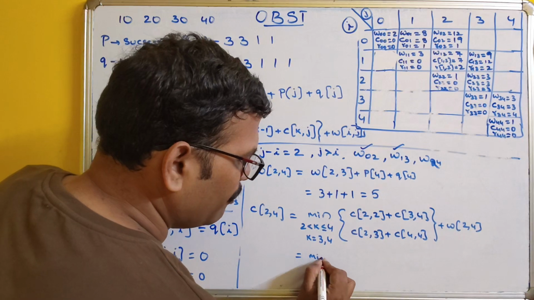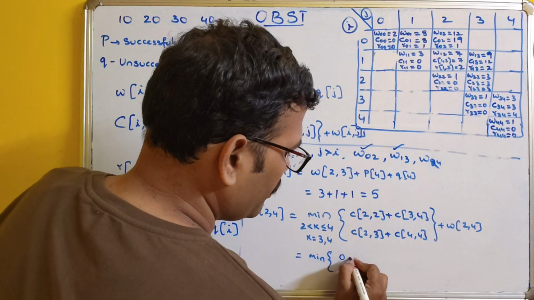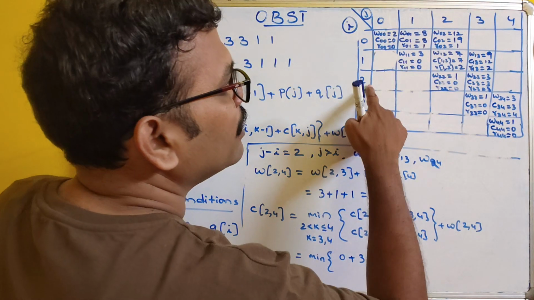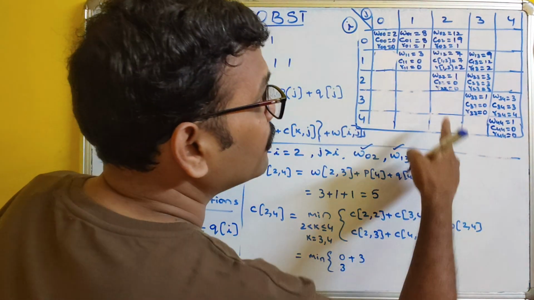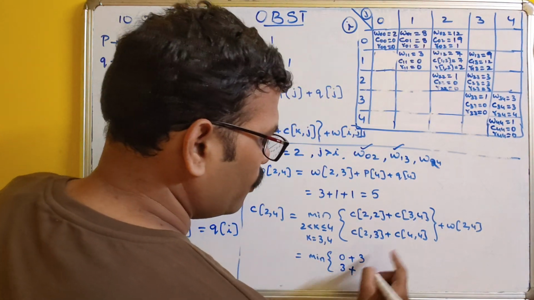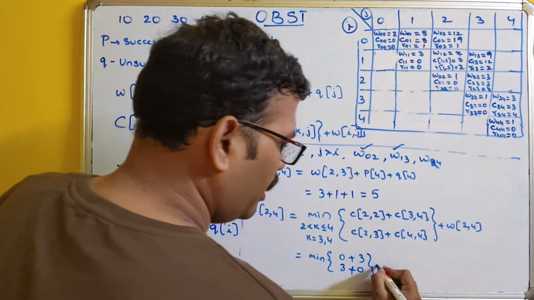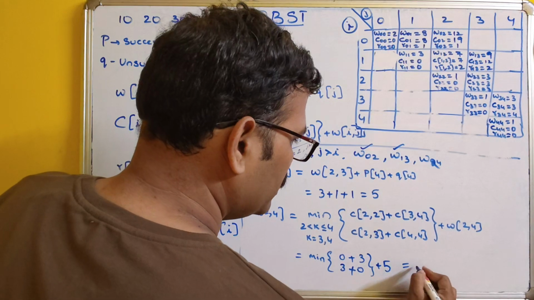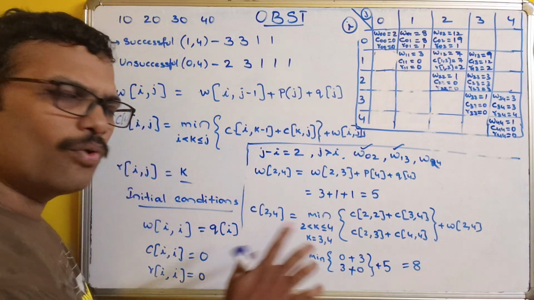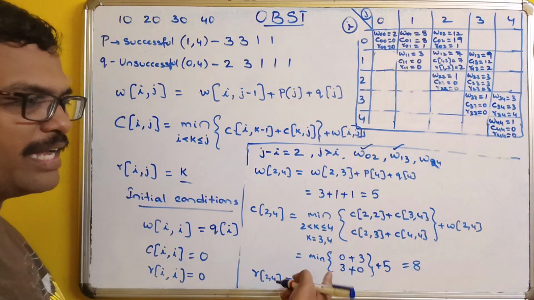Now consider the minimum among these two. C22 is 0 plus C of 3, 4, which is 3, and in the second case C of 2, 3 is 3 plus C of 4, 4, which is 0. So k can be either 3 or 4, plus 5, which is nothing but 8. So R of 2, 4 will be either 3 or 4, you can consider anything. I will consider it as 3, because both are the same.